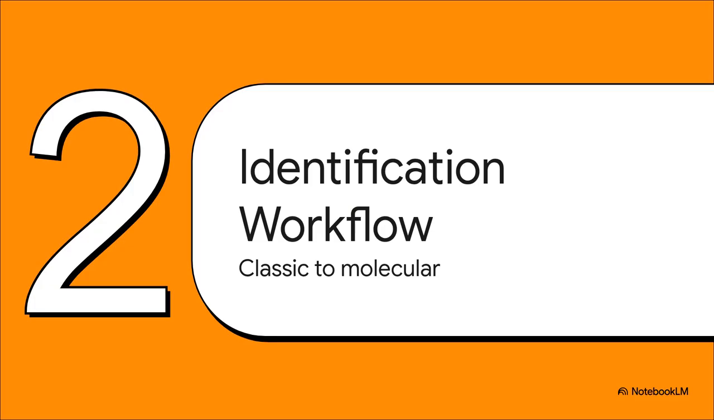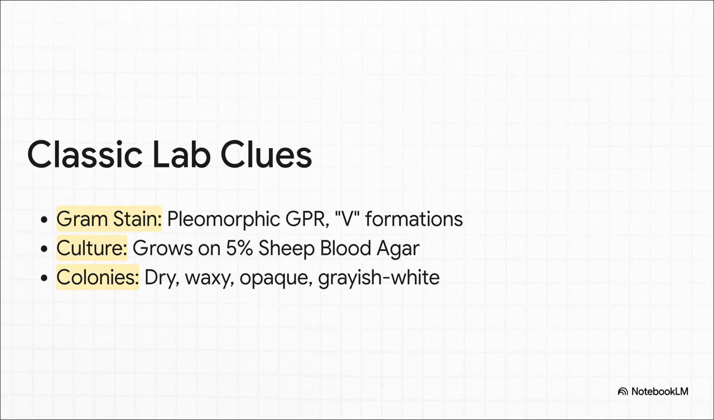Okay, let's head over to the lab bench for Section 2. We're looking at the modern identification workflow, basically how we nail the ID on this thing and stop making the mistakes that were so common in the past. When you first work this up, you get some classic clues. You know the look, right? On the gram stain, you see those pleomorphic, gram-positive rods, sometimes in those classic V shapes or Chinese letter arrangements. And on the plate, after a day or two, you get these dry, kind of waxy, grayish-white colonies.